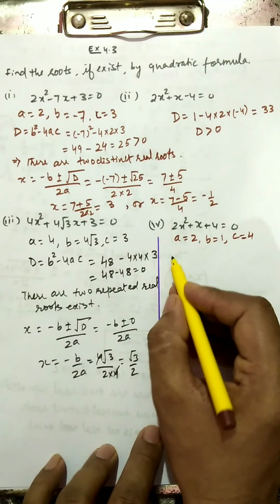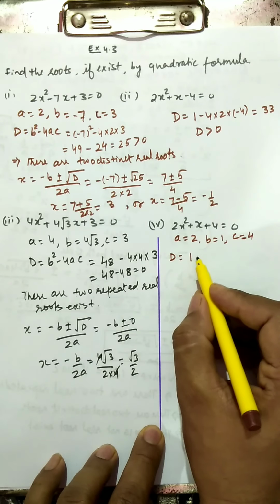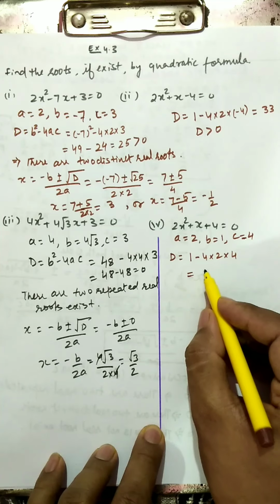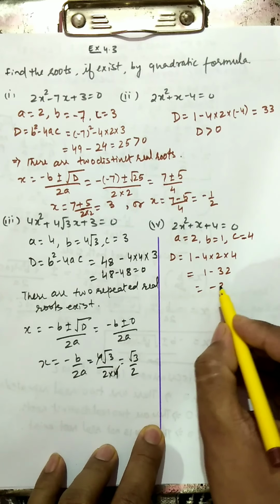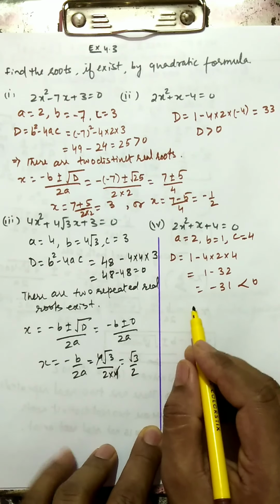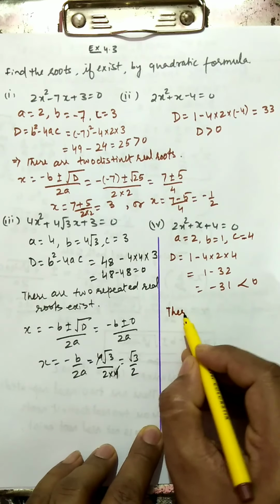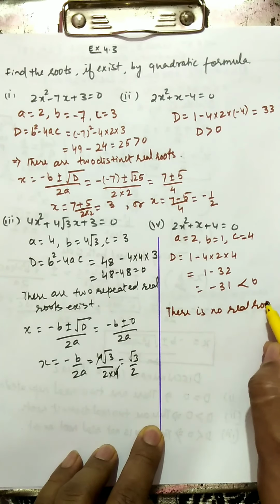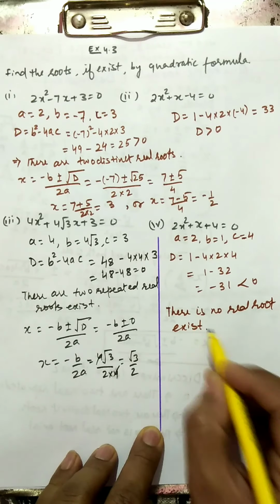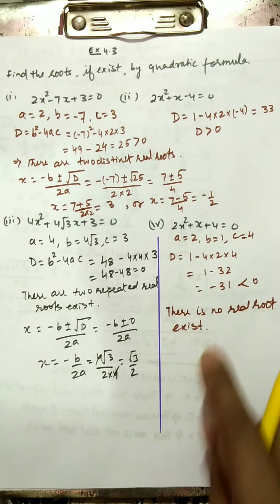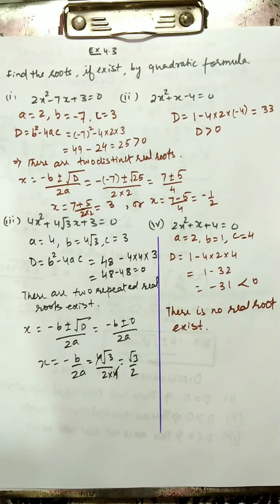We will find d. b square means 1 square minus 4 into 2 into 4. This is 1 minus 32, and this is coming to minus 31, which is negative. So you cannot find real roots. So simply you say there is no real root exist. And in that case you never try to find the solution or the roots, because you are not going to get any real root. So simply you stop the answer to the question here only.